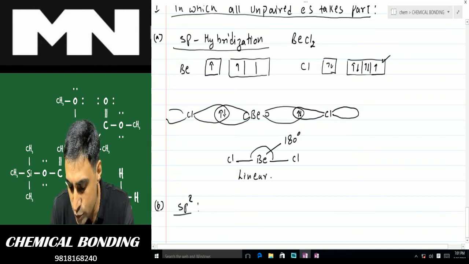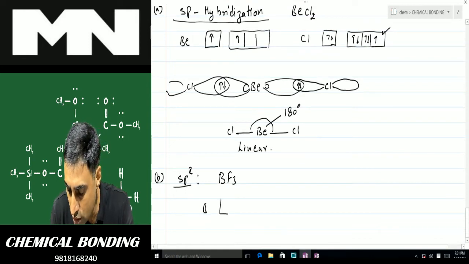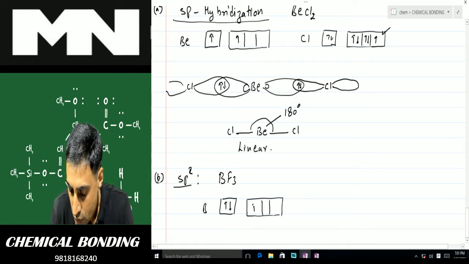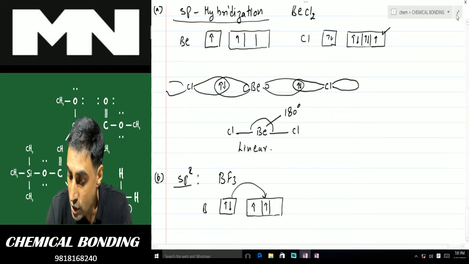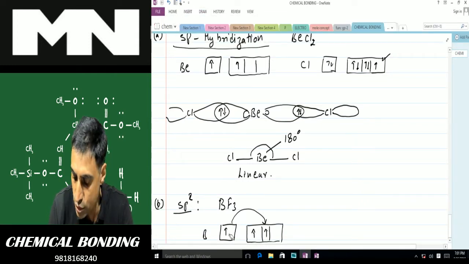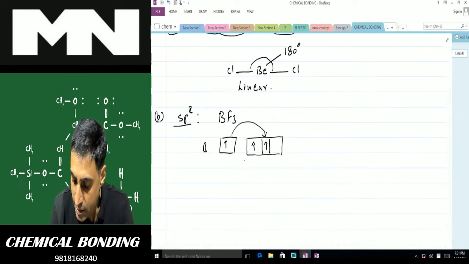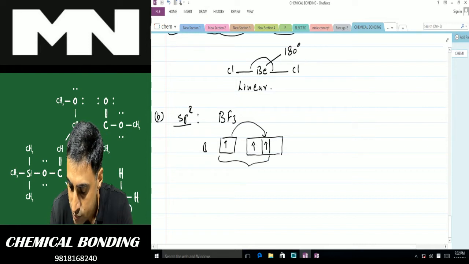When I am talking about sp2, I am basically dealing with the compound BF3. Let us have a look at boron. Boron has 2 electrons in the s, and 1 unpaired electron in the p. One of its electrons will jump to p, leading to the formation of 3 unpaired electrons. I am removing this electron, so you will get 3 unpaired electrons. These 3 unpaired electrons will undergo hybridization, and the hybridization is sp2.